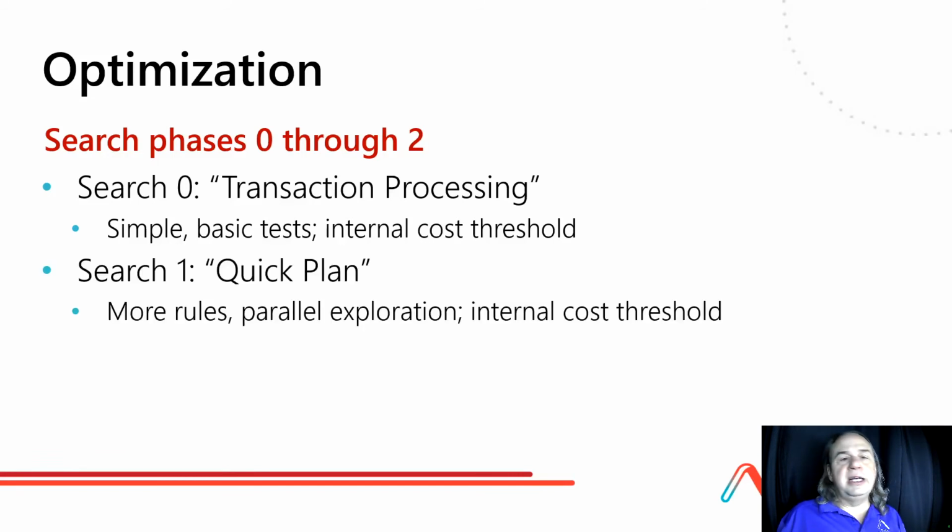Again, this is looking at some additional common query shapes. It's not doing a whole lot of complicated work. It again has that internal threshold that it's looking to meet, at which point, if it's below that threshold, it will exit out and give us a plan. Notice that this is the first time that we start to explore parallel plans.